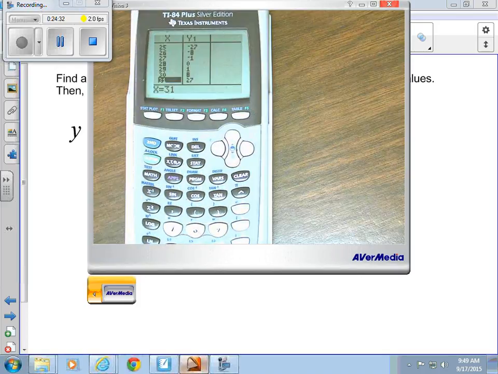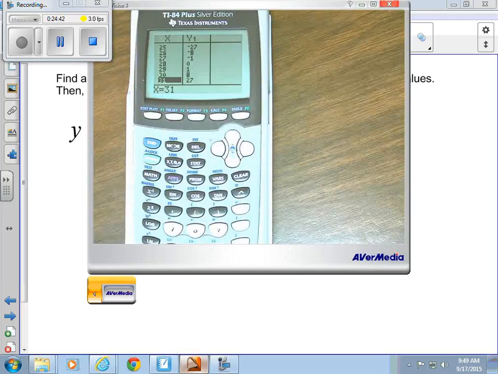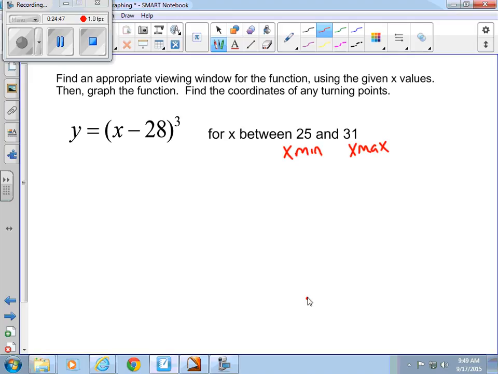What is the lowest x value that you see there? -27. What is the highest one you see there? Positive 27. So do you think that would give me a good window? So it says find an appropriate viewing window. I would do my y-min as -27 and my y-max as positive 27. And you are given your x-min and x-max.